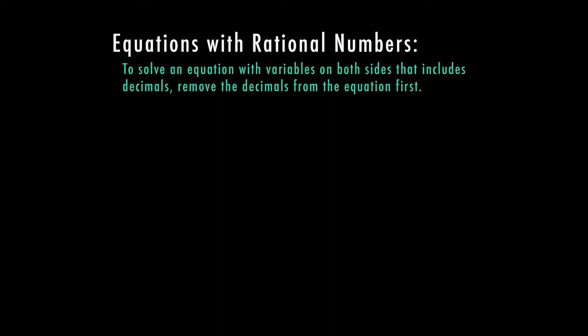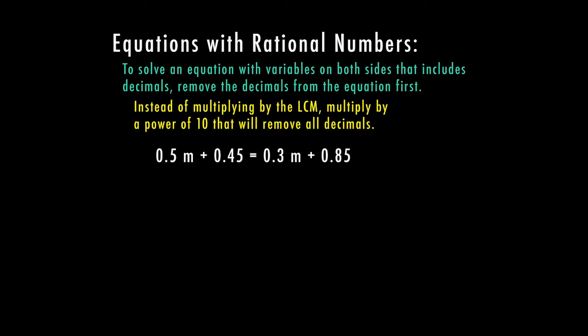So in order to solve an equation when there are decimals, we want to first remove the decimals from the equation. So here's the equation we're starting with. However, instead of multiplying by the least common multiple, we're going to multiply by a power of 10 that will remove all decimals. So what that means is you want to find your largest decimal, and in this case not necessarily largest by number, but largest by number of places after the decimal. So you see here, we have 1 place after the decimal, 2 places after the decimal, 1 place after the decimal, and 2 places after the decimal.